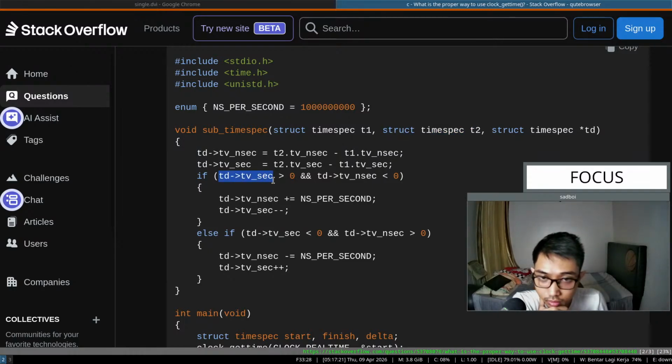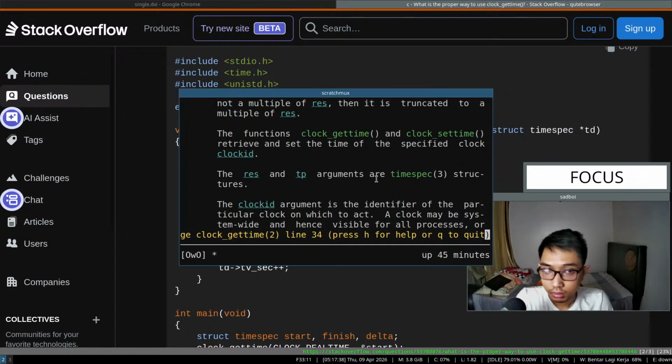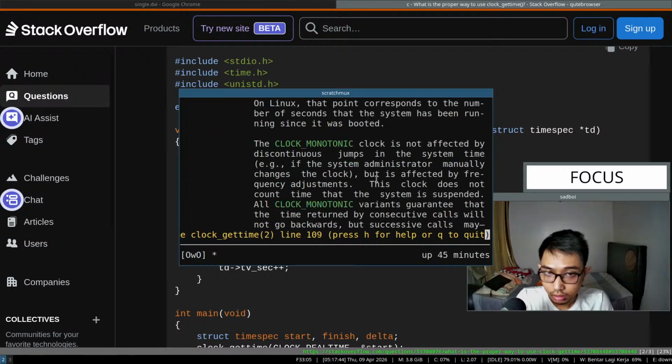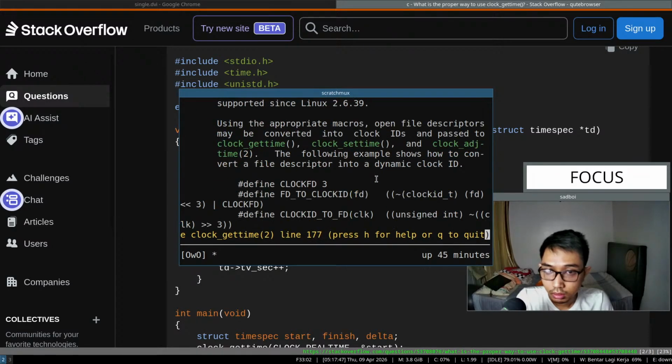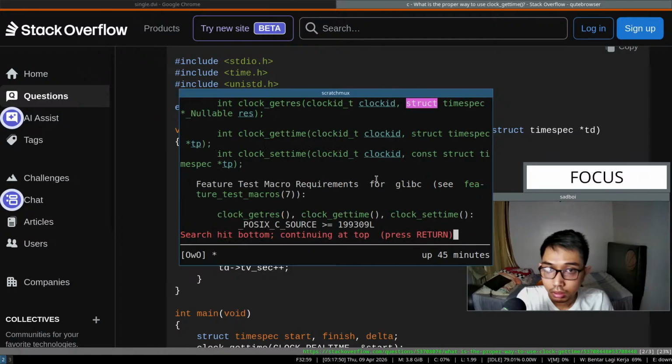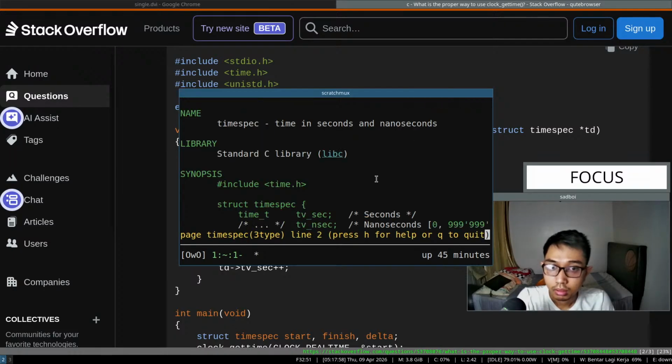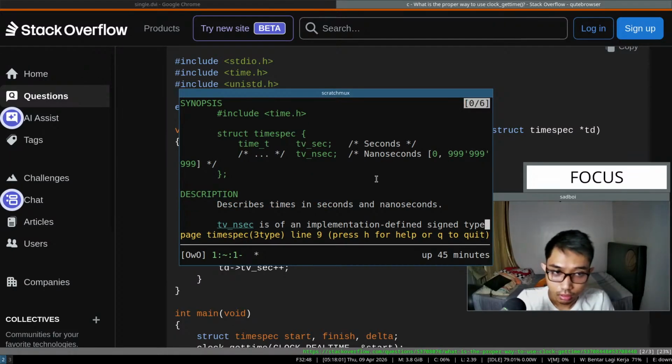Okay, more than 0. And the nanosecond, if I understand correctly, nanosecond here.